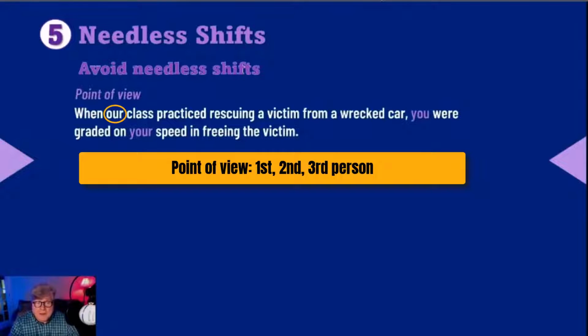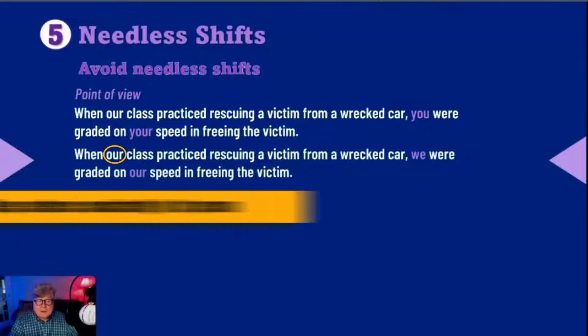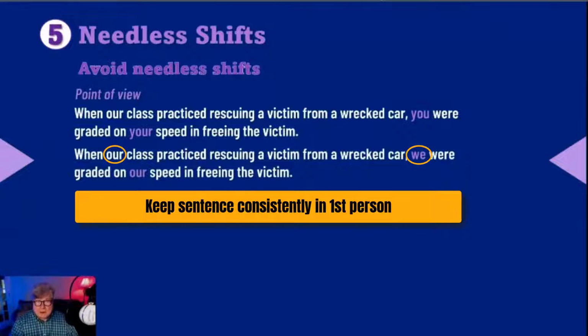When our class, first person, practiced rescuing a victim from a wrecked car, you were graded on your speed. Well, we have a shift from the first person point of view, our, to the second person point of view, you. You have to make them the same. When our class practiced, we were graded on our first person plural, consistent throughout the sentence.